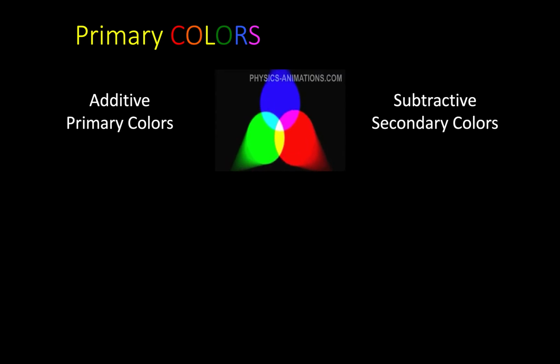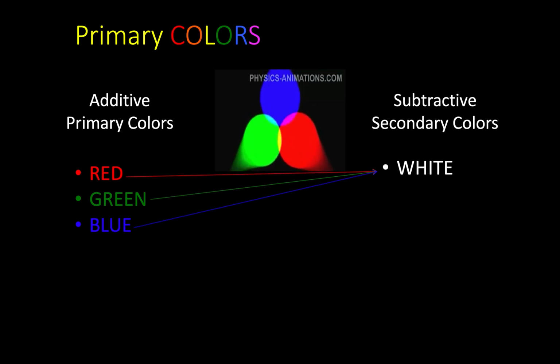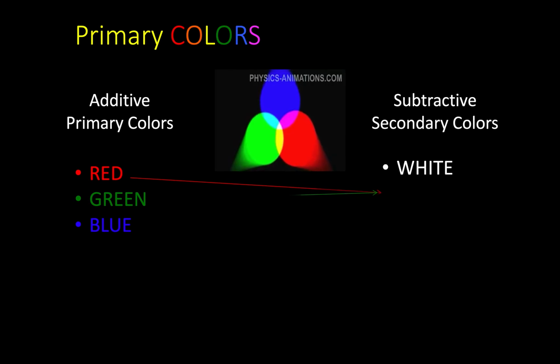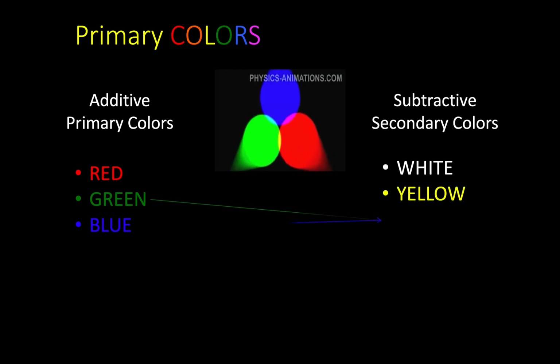Okay, so we have additive and subtractive primary colors. Our primary additive colors are red, blue, and green. And if you add all three colors of light together, you get white light. If you add red and green, you get yellow. Blue and green, you get cyan. And red and blue, you get magenta.